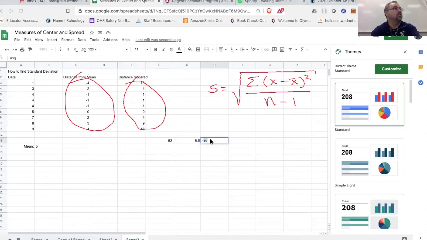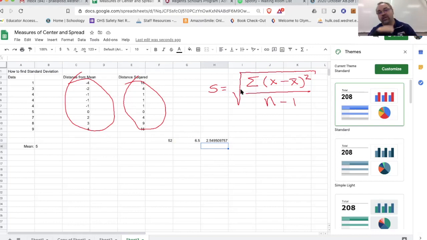Sorry, I'm getting that phone call. It just won't stop. Square root of our number. And we get a standard deviation of 2.54. Let's say 2.55. That's standard deviation. Okay, it's the square root of the sum of the deviation squared divided by n minus 1.